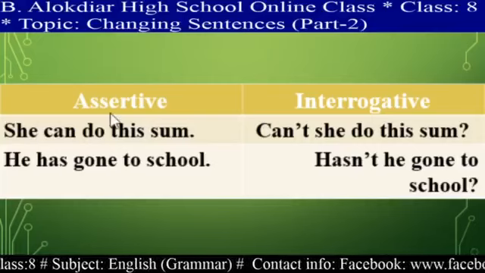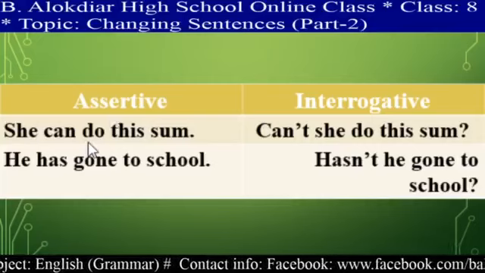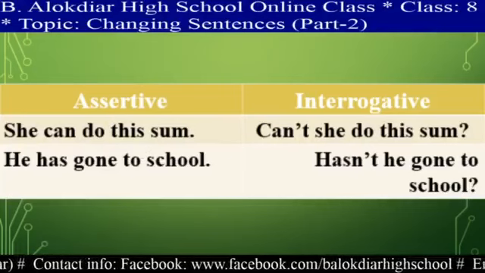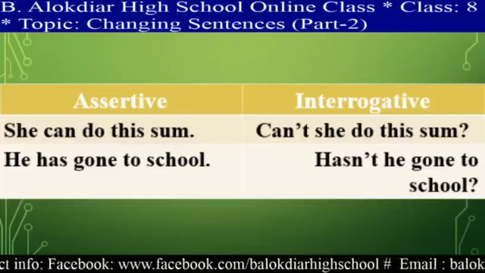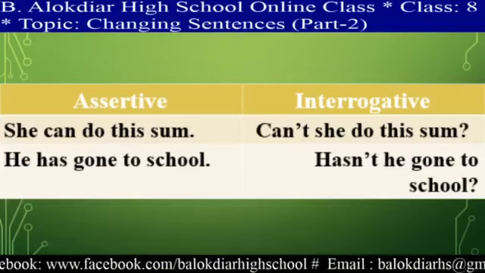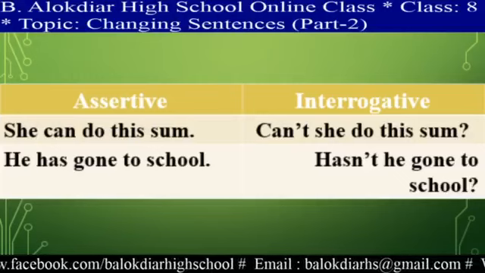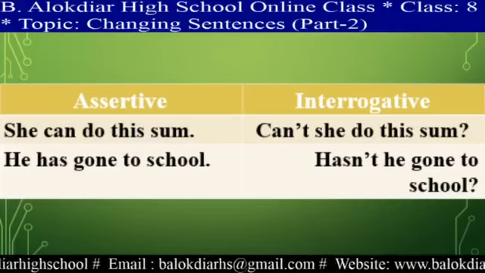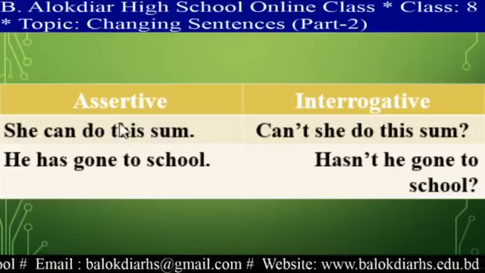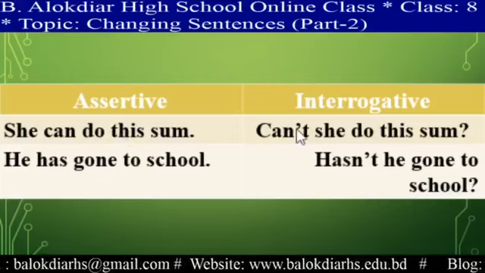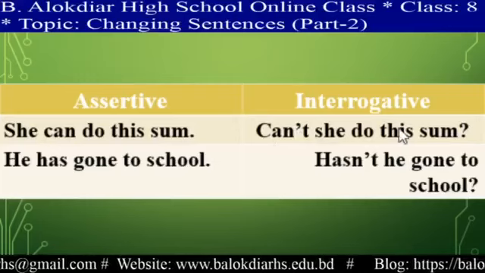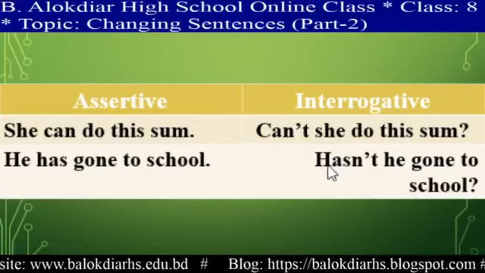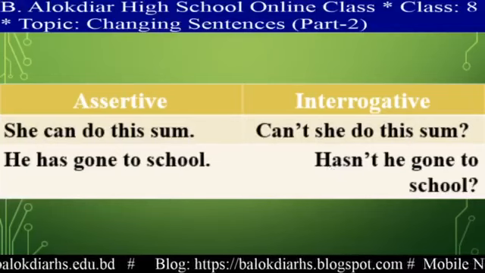In the first example, she can do this sum. And example 2, he has gone to school. Here, you can see the changing form from assertive to interrogative. She can do this sum. The interrogative form is, can't she do this sum? In example B, hasn't he gone to school? So what are the rules? Let's see the rules.